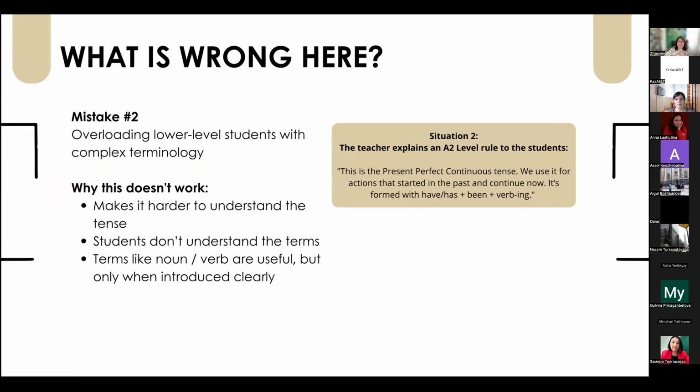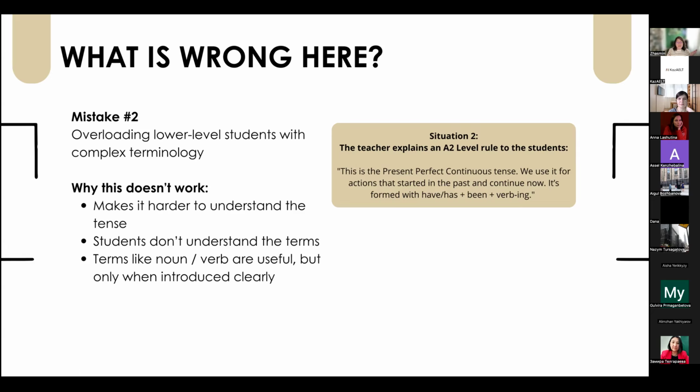Notice the teacher explains an A2 level rule to the students. Even if it's A2 and you think, oh, they're strong, they will understand, probably not. You can say, this is present perfect continuous, we use it for actions that started in the past and then continue now. Too many words. A2 level students will not be able to understand even half of what you're saying, so they will not be able to process and remember it. Overloading lower level students is really not a good idea.